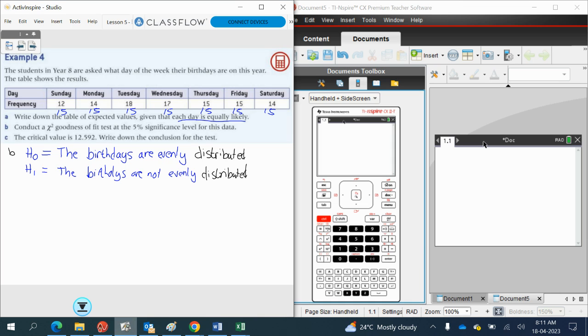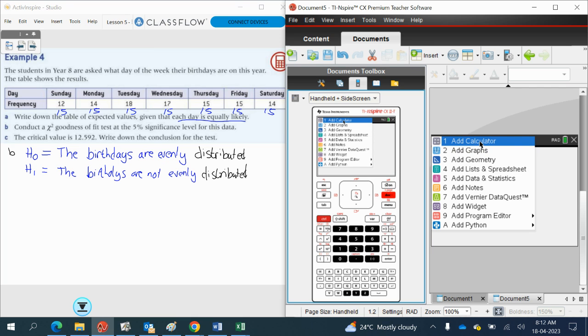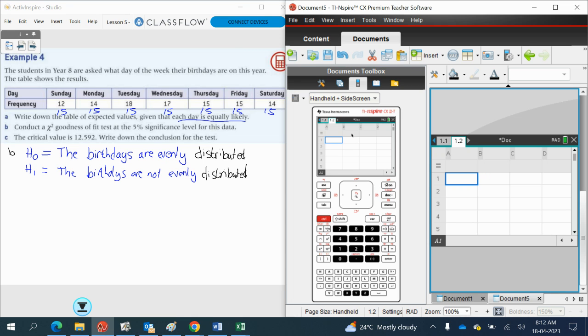Okay, we're going to do a chi-squared goodness of fit test on the calculator. So we've got the null hypothesis that the birthdays are evenly distributed, and the alternate hypothesis that the birthdays are not evenly distributed.